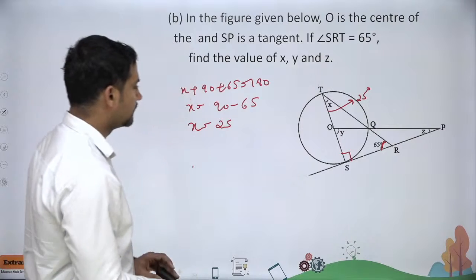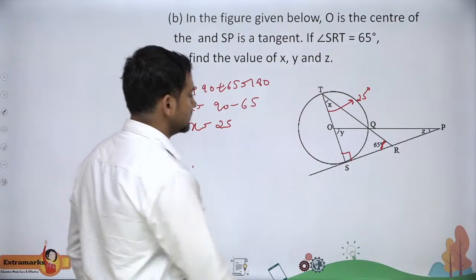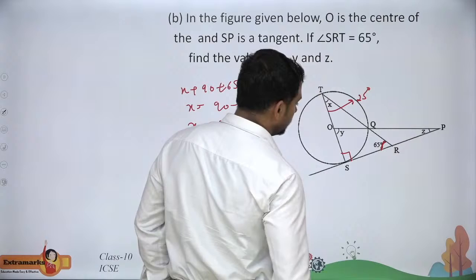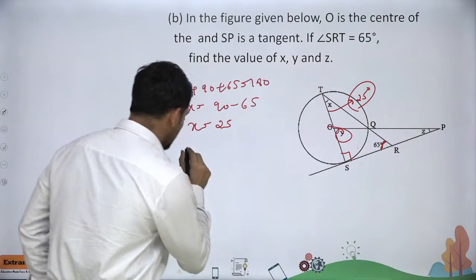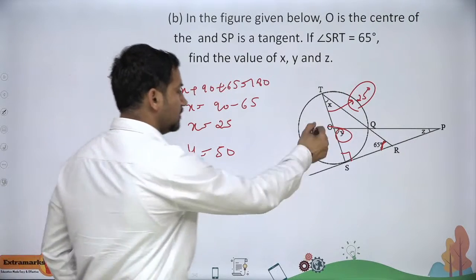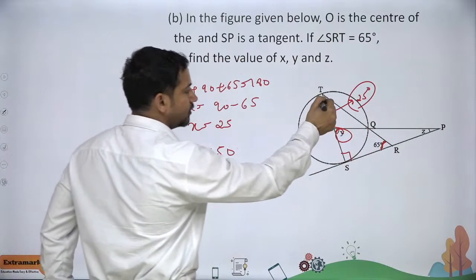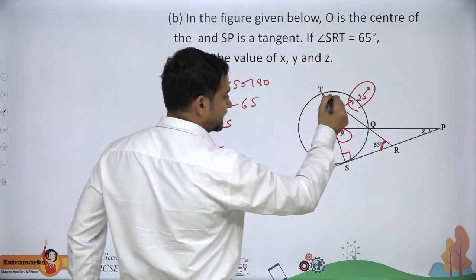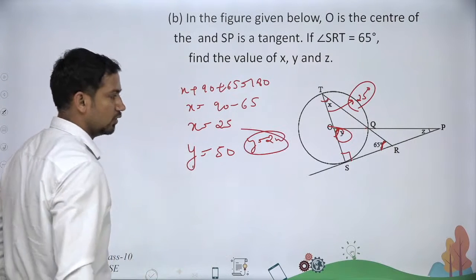Okay, now after x we have to find y and z. Now we know the value of x, and this is equal to 90. So what is the value of y? See, we know that from the center, if this angle is 25, then y should be double. So y should be 50 degrees, because the angle made at the center is double the angle made on the remaining part of the circle. So we say that y is equal to 2 times x. So that's why y should be equal to 50.